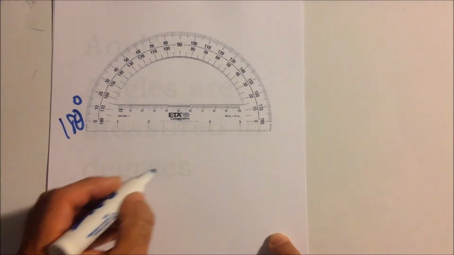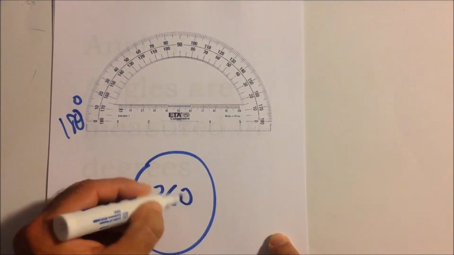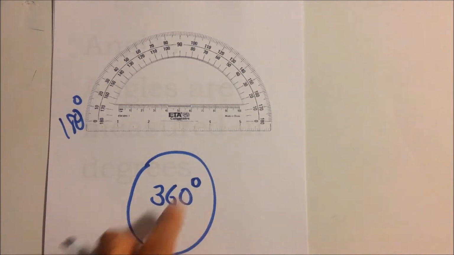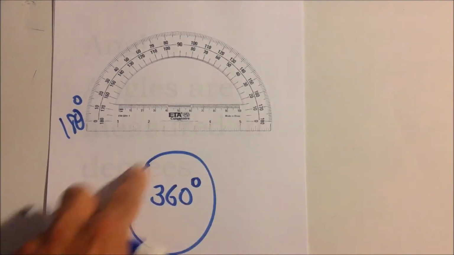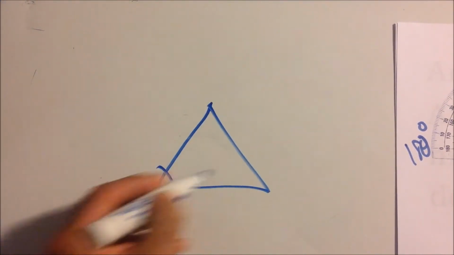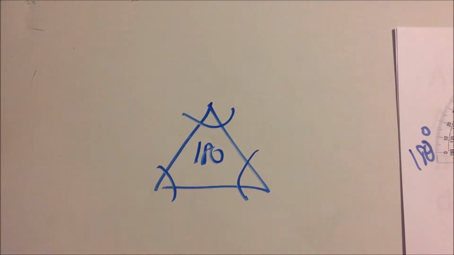And we use this little sign. A circle is 360 degrees, and we put that little 0. It's not an exponent, it just represents degree. Now a triangle, the maximum degrees of a triangle would be 180 in any combination. And we'll go over that again.